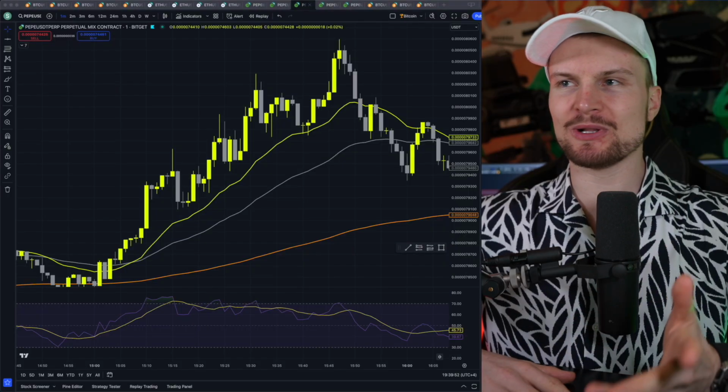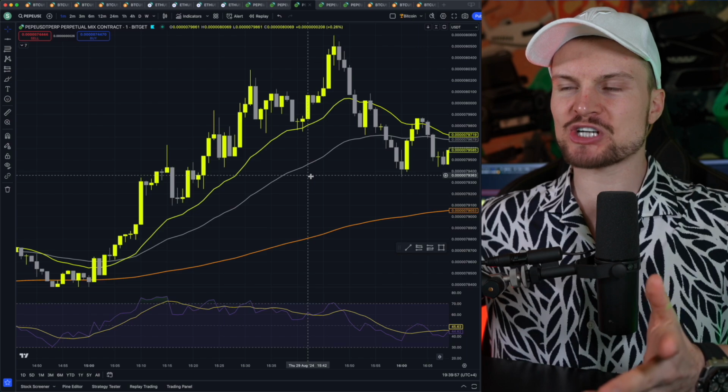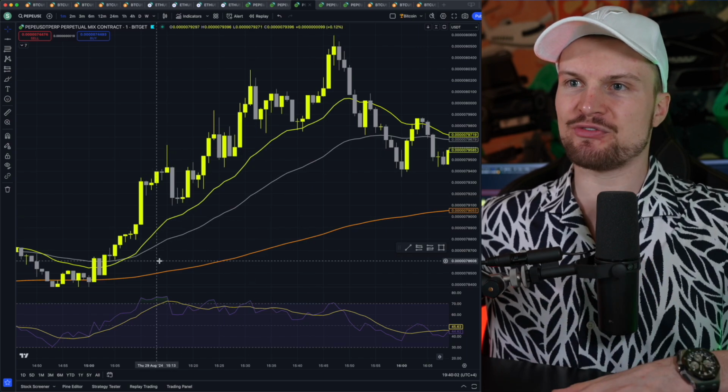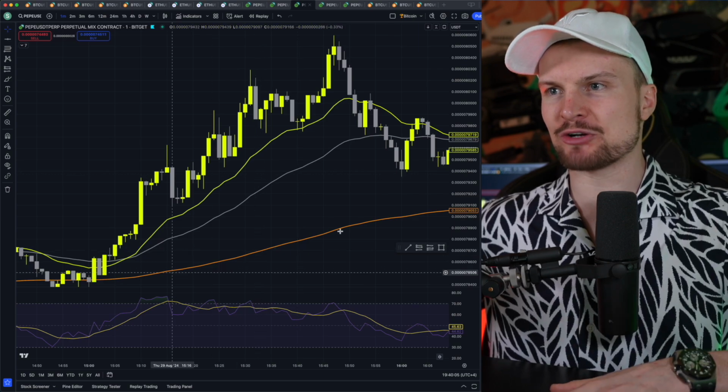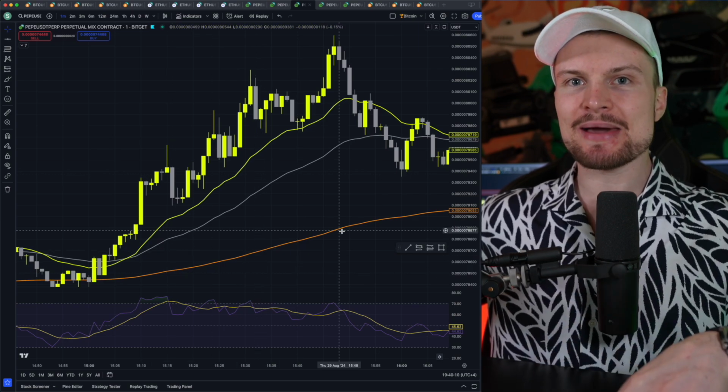Number 1, the triple EMA. Now EMA just simply stands for exponential moving average. On the chart you can see right now, I have 3 of them. I have the 21, which is the fast one. I have the 50, which is a bit slower, and I have the 200. Why those 3? Because they are the most consistent and respected EMAs in trading.